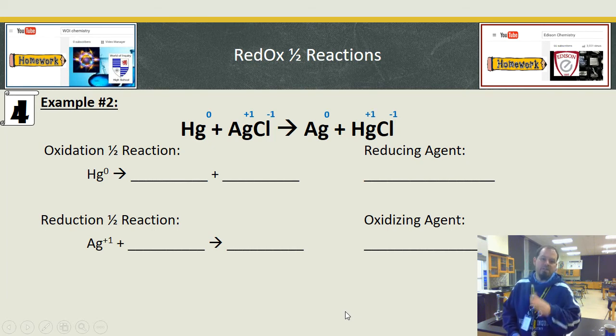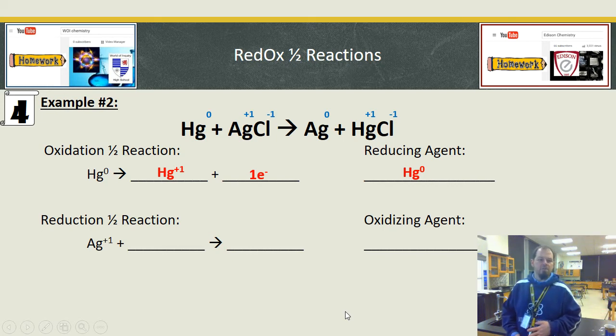Go ahead and cross those Cl's out. Those are my spectator ions. They're just watching like a spectator, okay? Tracking my Hg now. Hg goes from Hg0 to Hg +1. How many electrons? 1. Reducing agent, Hg0. Okay, he's the guy that is responsible for the reduction. He's the guy being oxidized.